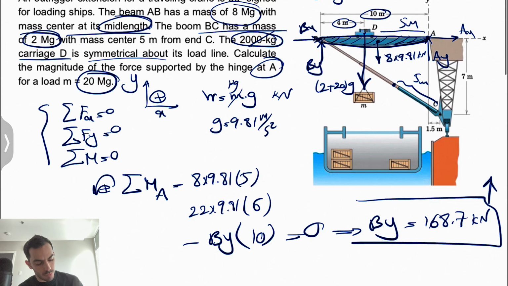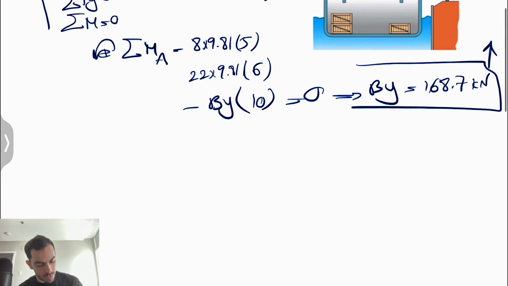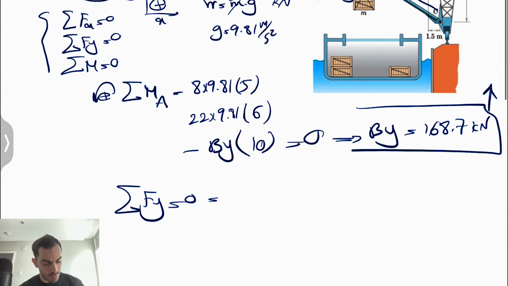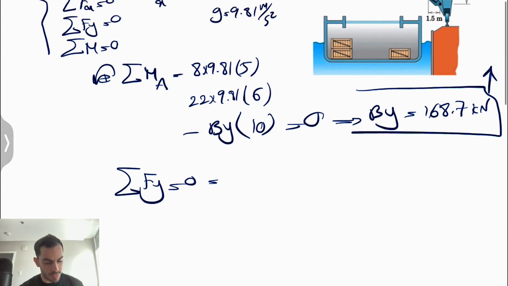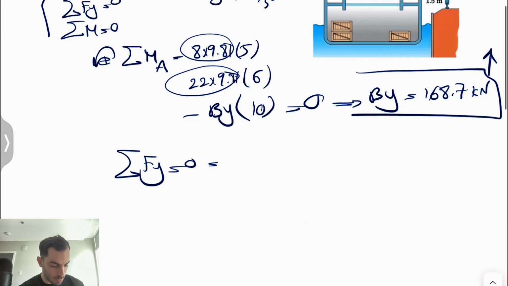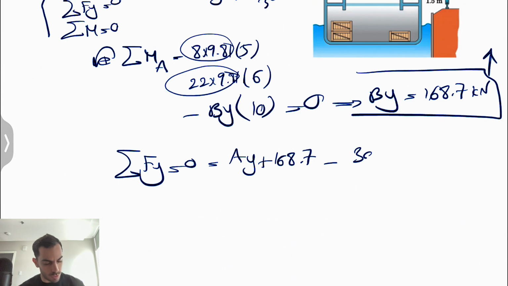So if you just do the sum of all forces about y equals 0, we have all the forces that we had in the previous step, except we're going to have Ay too. So Ay plus By, 168.7, minus those two forces, we can just factor 9.81. Let's just write it down: 8 times 9.81 minus 22 times 9.81 equals 0.